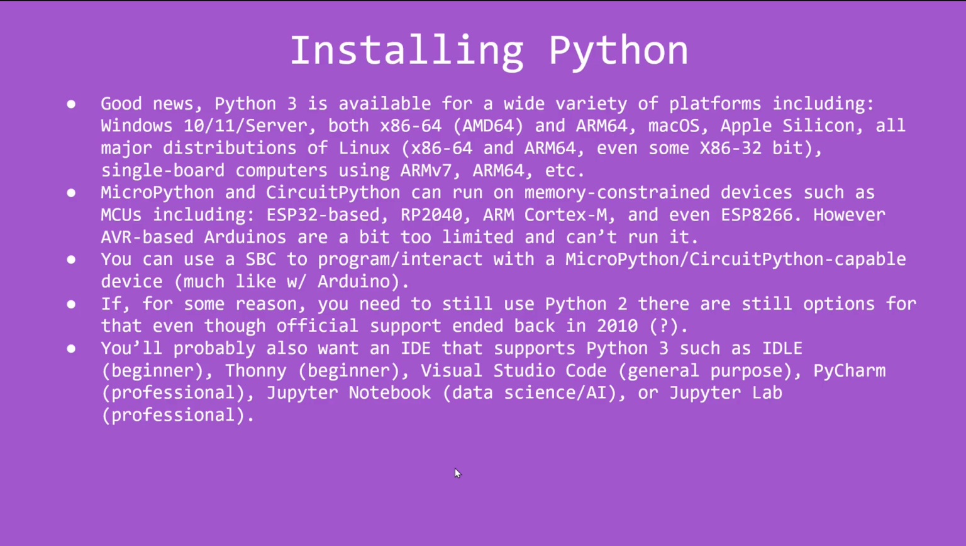Visual Studio Code is just a good general purpose all-around tool for a long list of programming languages. There's also PyCharm. That's kind of the beginning of professional grade stuff. Jupyter Notebook and Jupyter Lab. That's some more professional stuff, even higher grade.